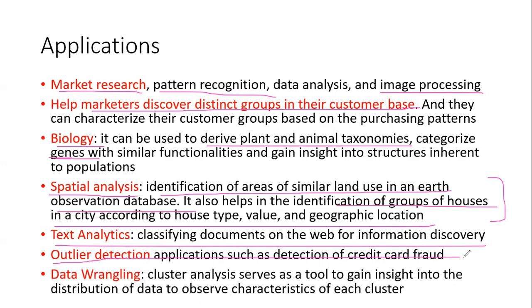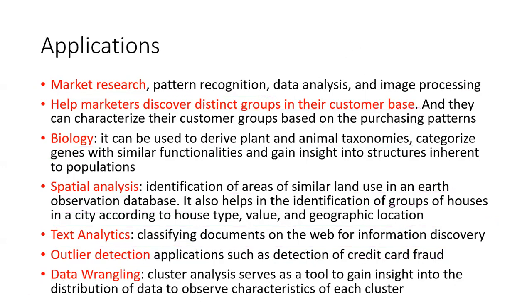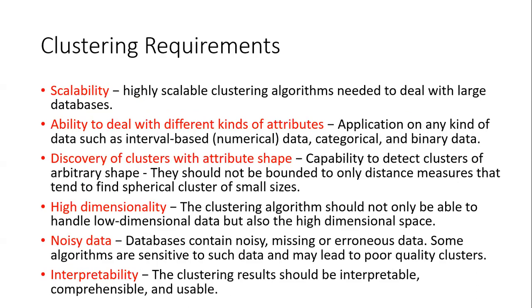Now this is very important: outlier detection. So everything gets grouped into three clusters, and just a few things go into the fourth cluster. So that's noise and outlier detection. And again, data wrangling, which we have already talked about in a lot of detail. Okay. The requirement is clustering.